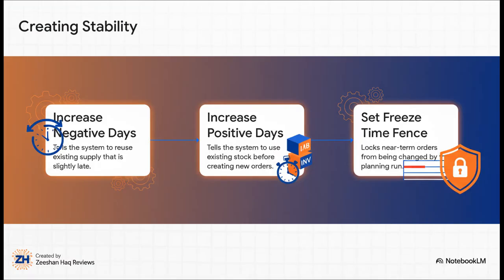The solution here is to give the system a little bit of breathing room by tuning 3 key settings. First, increasing negative days tells the system, hey, it's okay to use supply that's a few days late. Second, increasing positive days tells it to use inventory you already have before creating new orders. And finally, the freeze time fence is like a shield. It tells the system, do not touch any orders inside this window. Together, these 3 create the stability every planner dreams of.